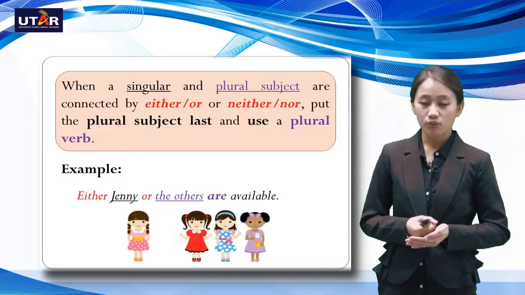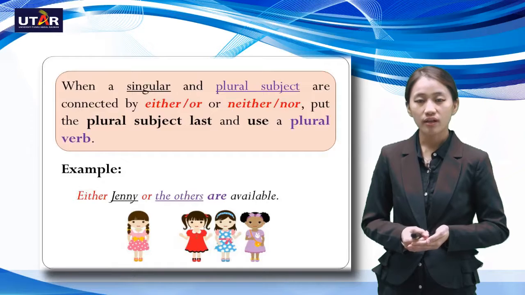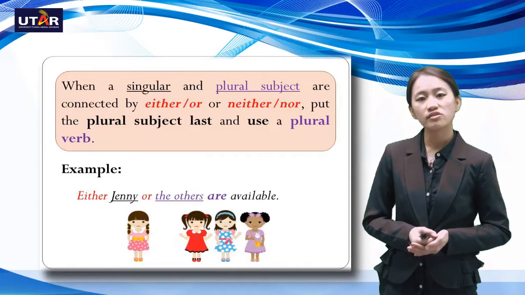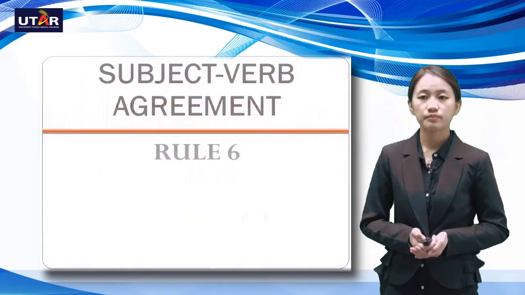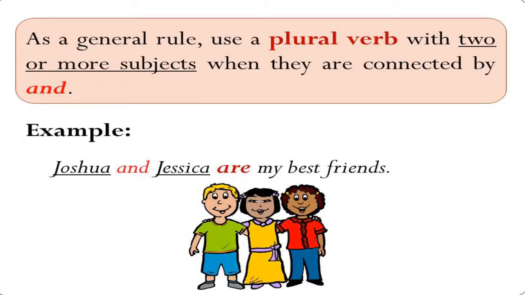So the first 5 rules basically covers the usage of or, nor, either or, neither nor. Now let's look at the rest of the rules. Rule number 6. As a general rule, use a plural verb with 2 or more subjects when they are connected by and. So if you've learned back in your conjunctions, and is considered as plural because 1 and 1, of course, they are considered as 2, not as individual.